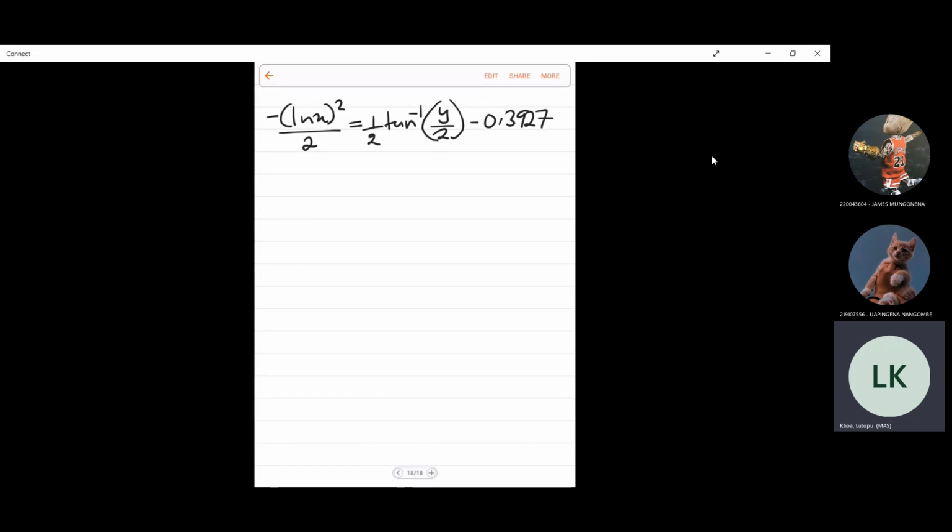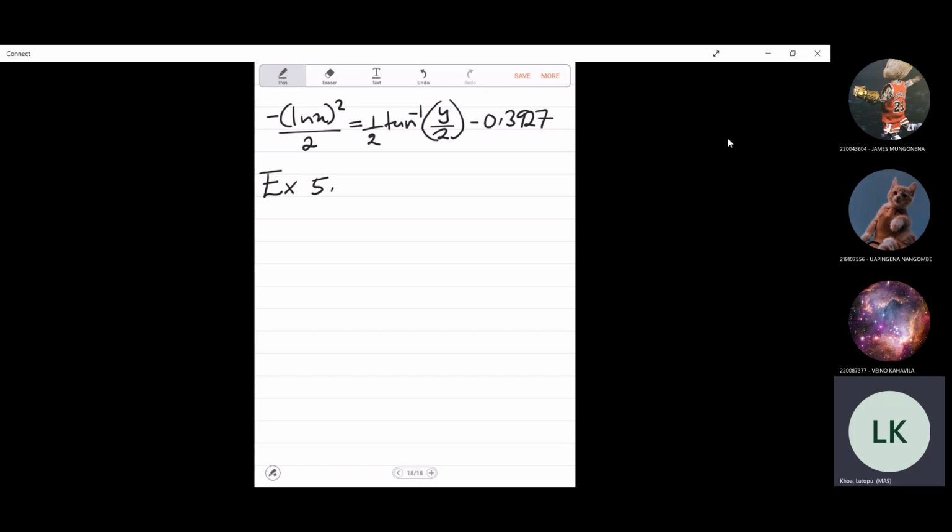Finish off on solving differential equations by separation of variables and direct integration. We look at some of the questions from exercise 5.2 and 5.3 from your textbook. So let's start with number 2.